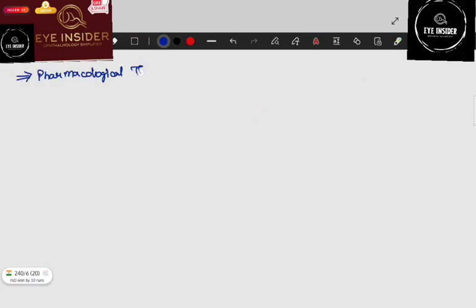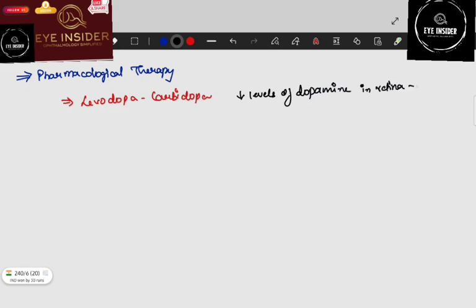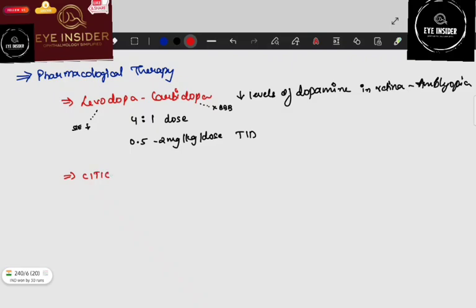Then we also have pharmacological therapy in the recent advances, which includes the levodopa carbidopa combination. So what does this help in? In amblyopia, the levels of dopamine in the retina are reduced, and it increases the level of dopamine. It is given in the ratio of 4:1, at 0.5 to 2 mg per kg per dose. And carbidopa does not cross the blood-brain barrier, so the combination reduces side effects.